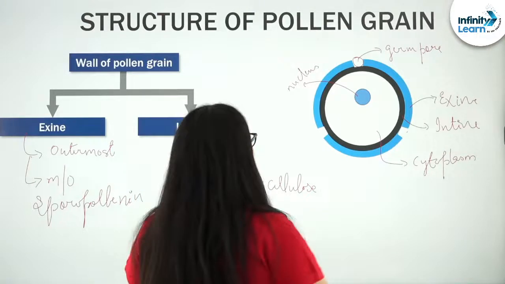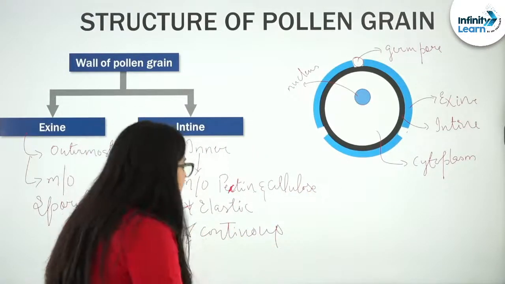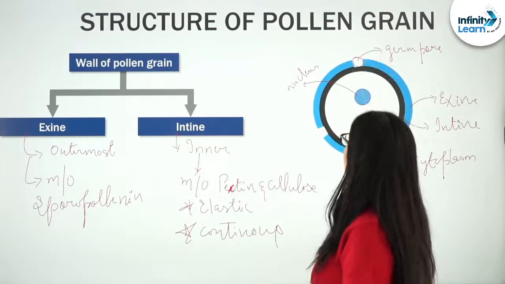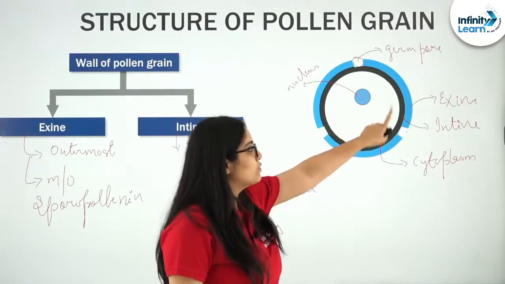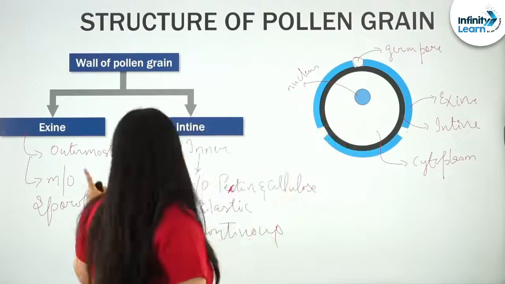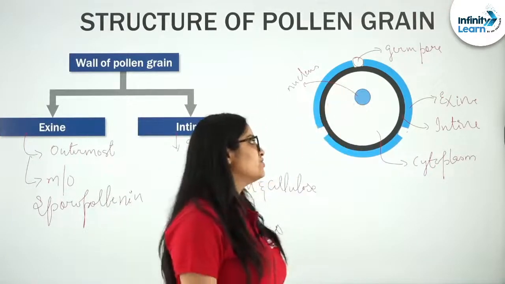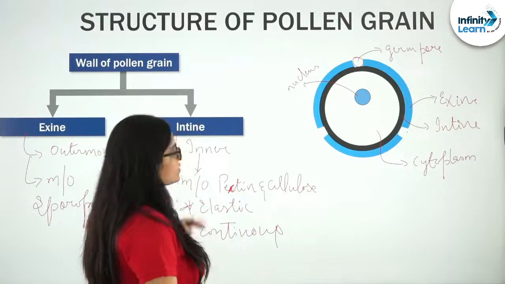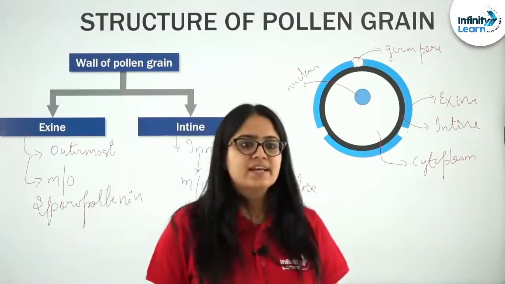So, let us come back to this discussion where I was talking about the structure of pollen grain. Let me give you a quick recap of whatever I taught you right now. The pollen grain looks like this. It has a pollen wall surrounding it made up of outer exine and inner intine layer, and exine is made up of sporopollenin, and the places where sporopollenin is absent are known as germ pore. Intine is the inner layer made up of pectin and cellulose. It is continuous and elastic in nature. I hope this much is clear, right?